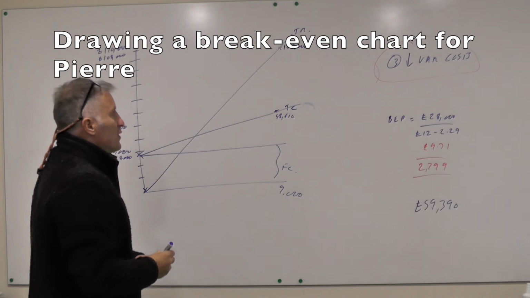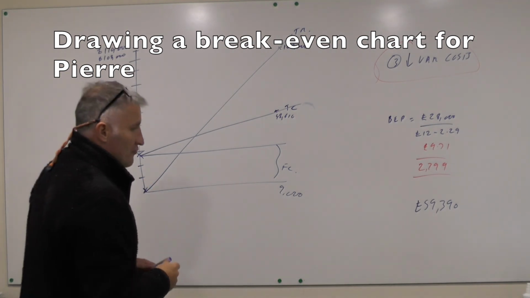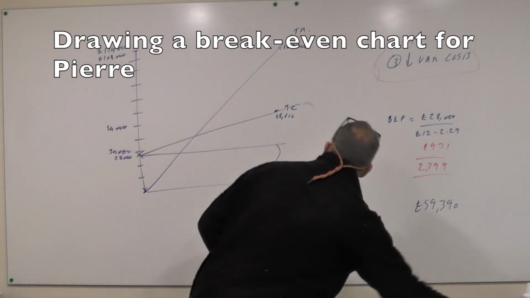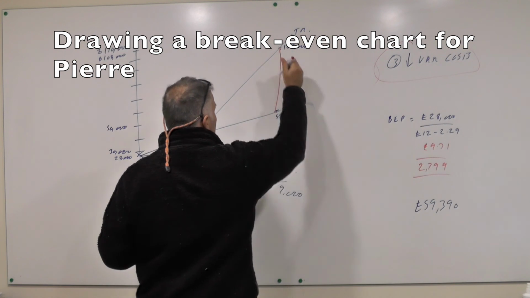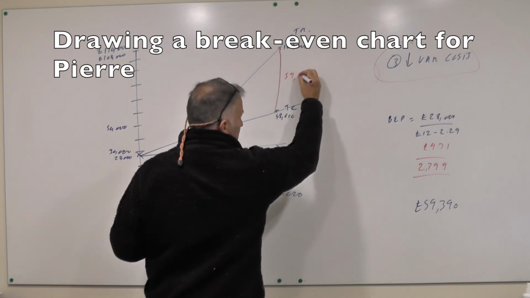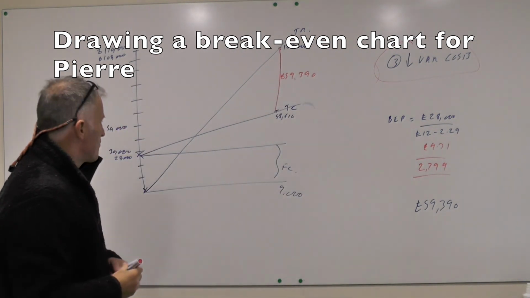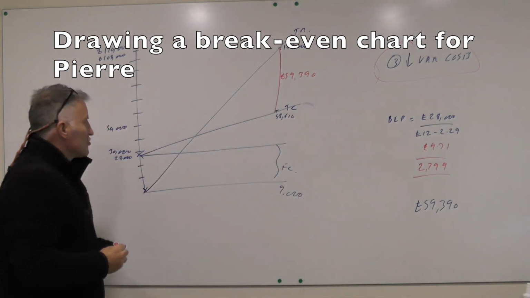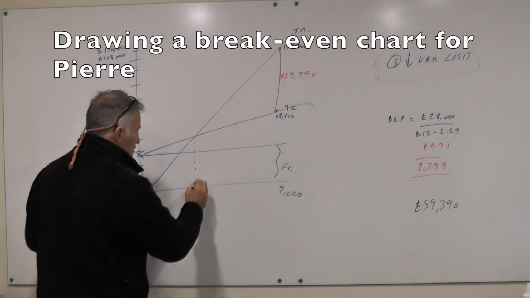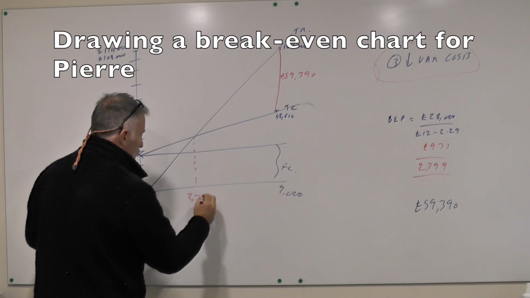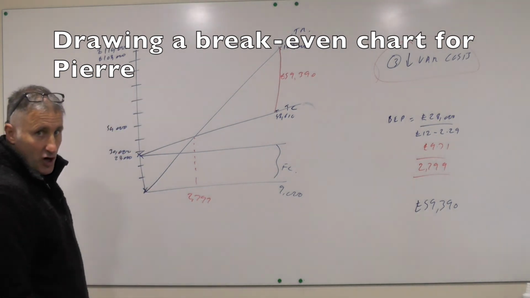My total revenue line came out at 108,000 quid. So the difference between those should be £59,390, which it is. So the distance between there and there is 59,390 quid, which is great. My break-even point should be roughly 2,999, which is, if I've drawn it correctly, which it doesn't look as if I have, but that will be my break-even point on there. And that is my break-even chart.